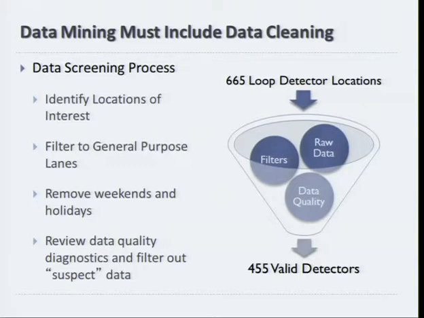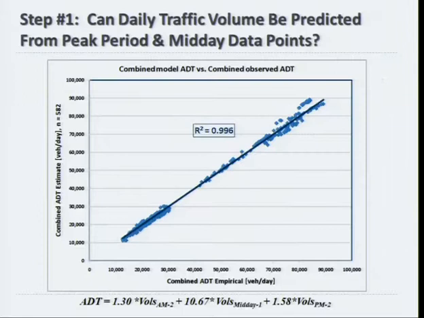So step one was figuring out, can we come up with a time of day traffic profile given that we only know what's happening in 5 of the 24 hours? And we're like, okay, how do we do this? And we sat back and said, the area under the curve of the 24-hour profile is ADT. If we can't estimate ADT from these 5 hours, and if we can't get the area under the curve, we're probably dead in the water. So step one was, can we estimate ADTs from these 5 hours? Answer turned out to be yes.